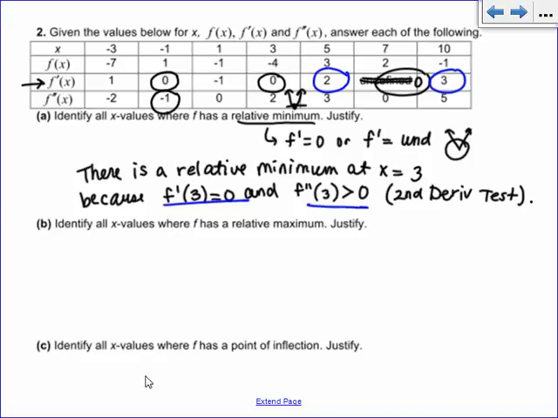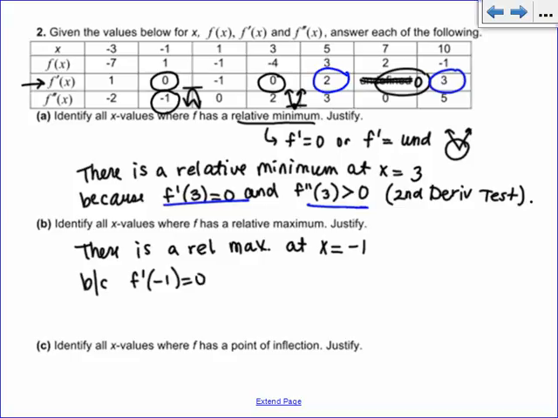All right, so for the same reason, where does it have a relative max? Well, that's going to be right here. So there is a relative max, or local max, at x equals -1, because f prime of -1 equals 0, and f double prime of -1 is negative. So again, by the second derivative test.